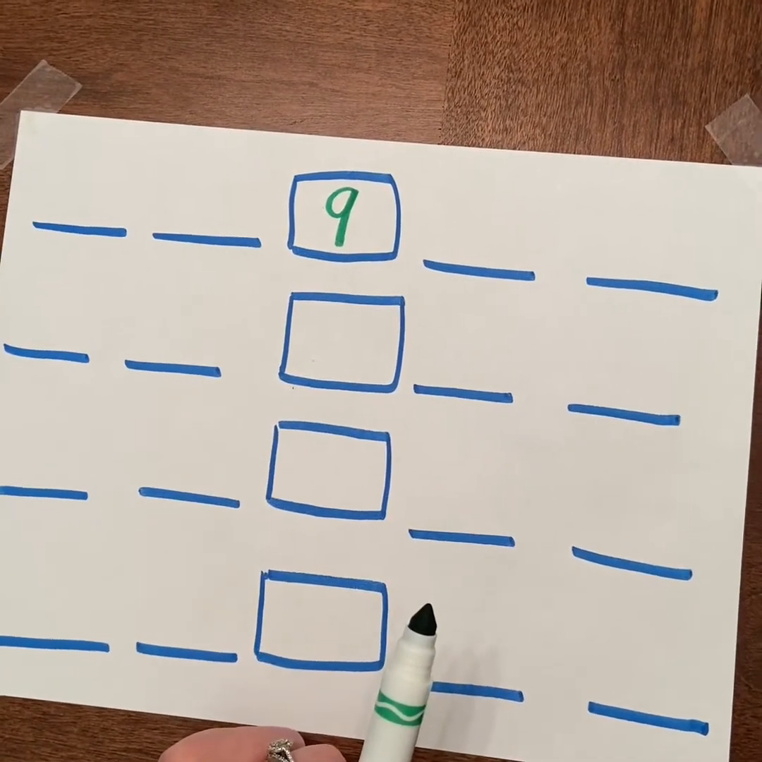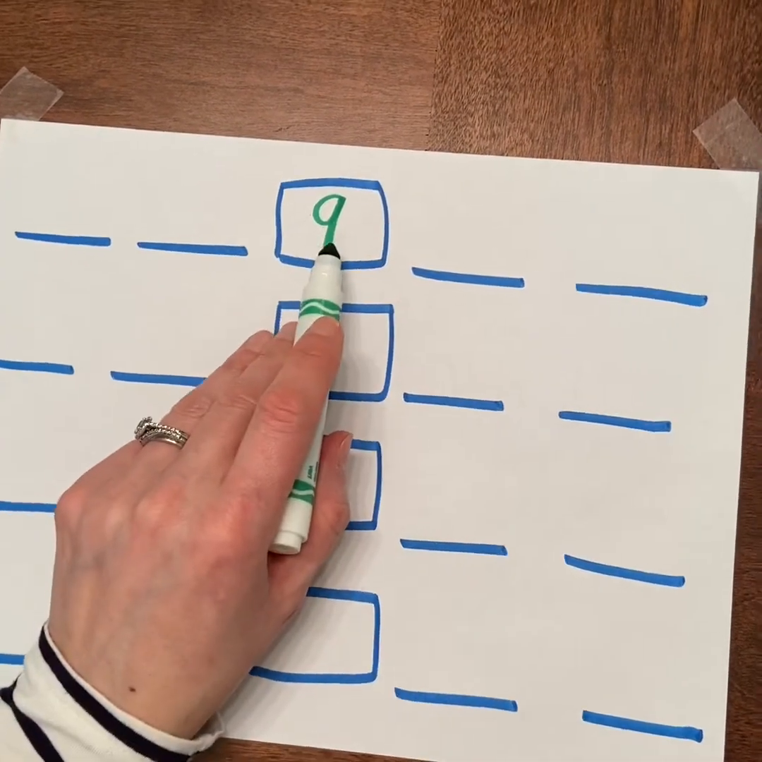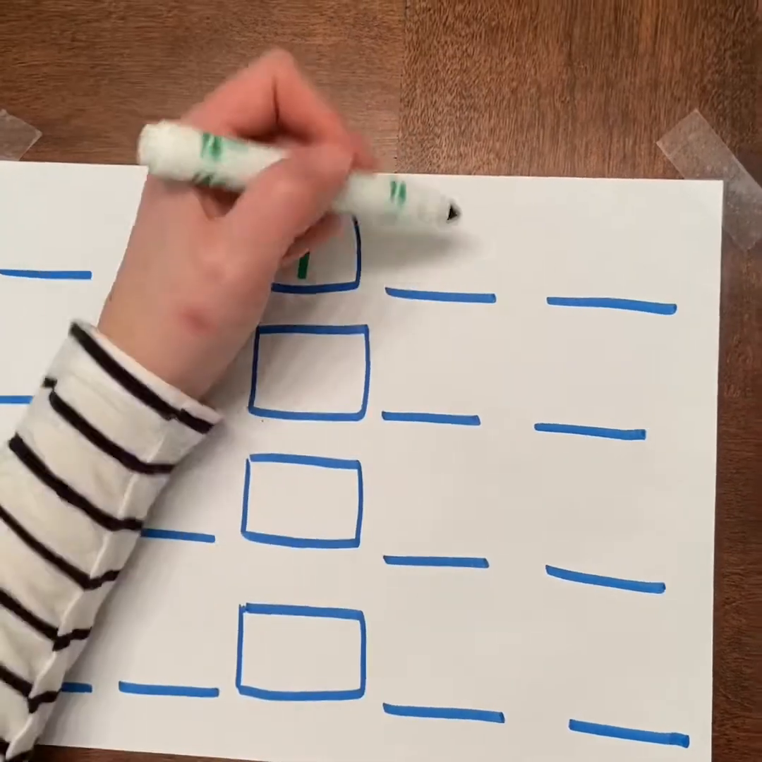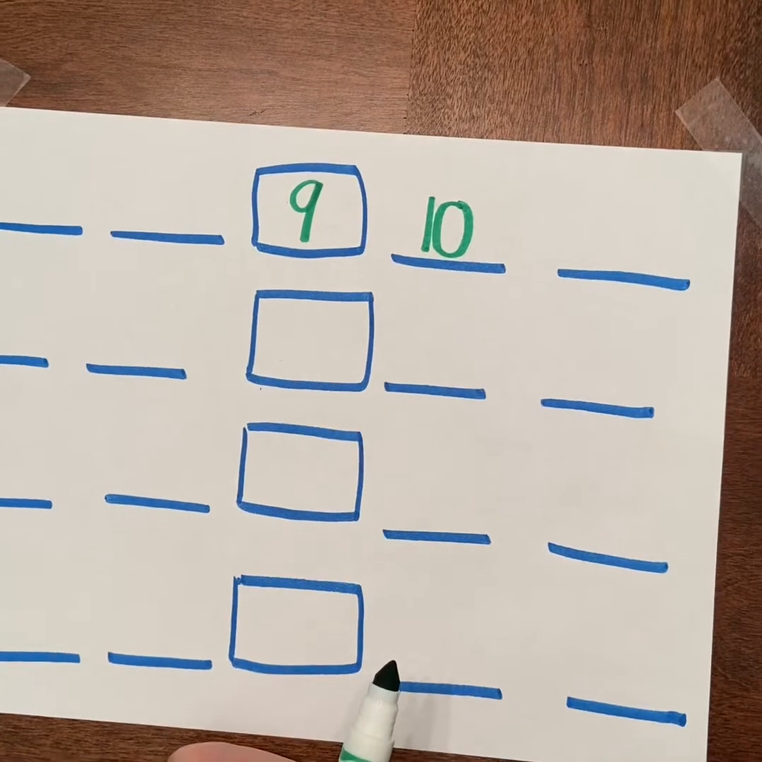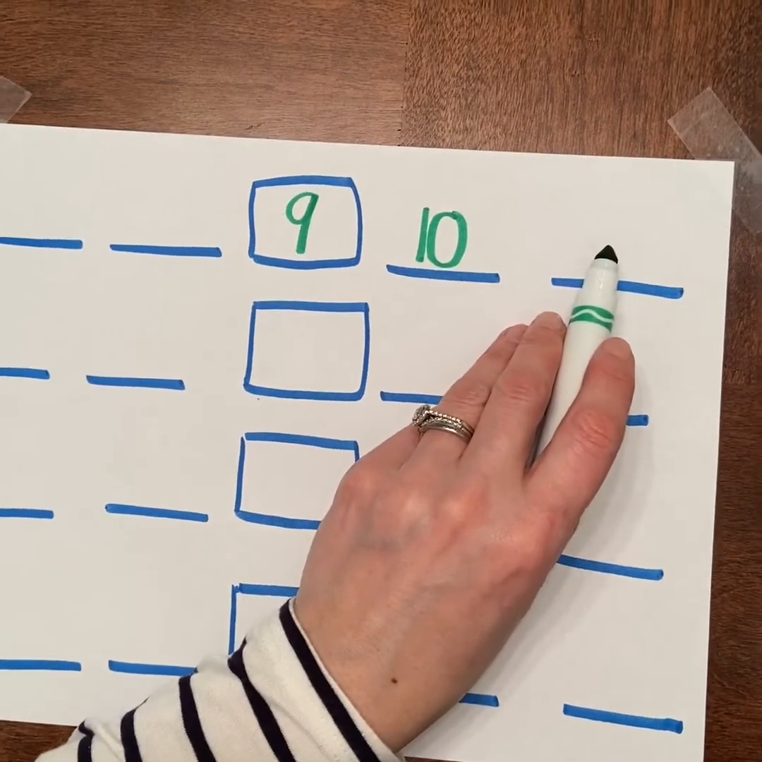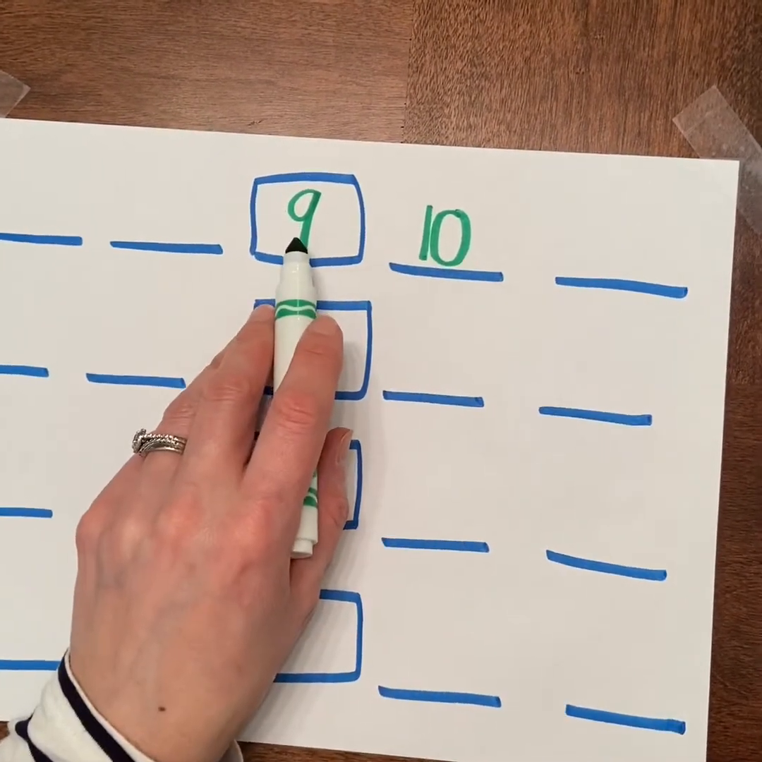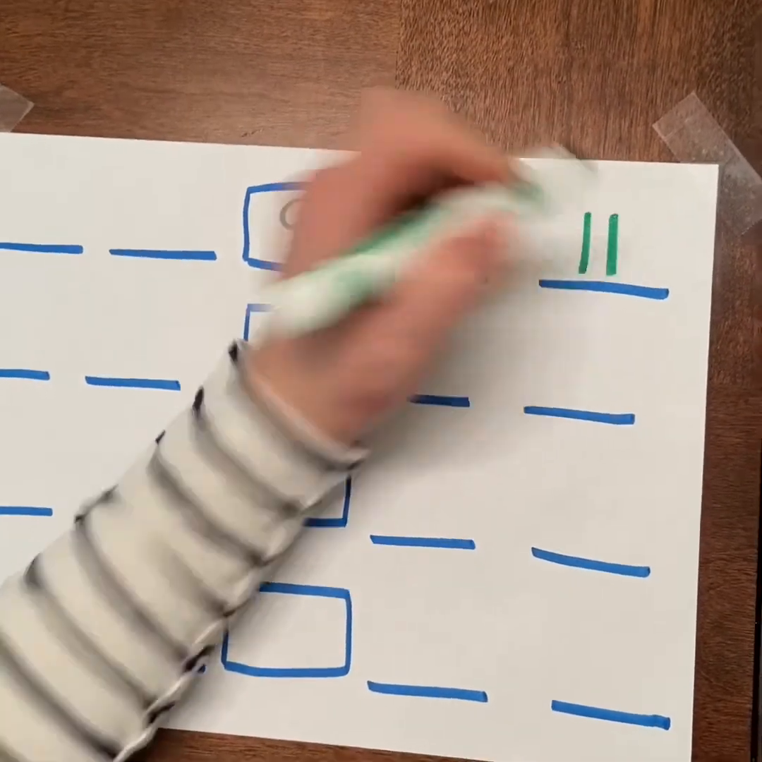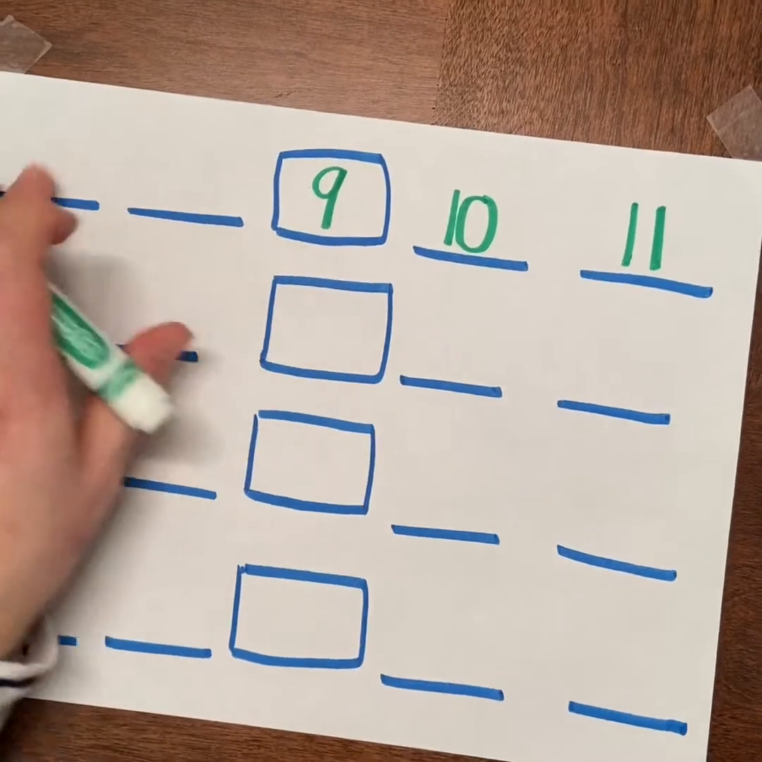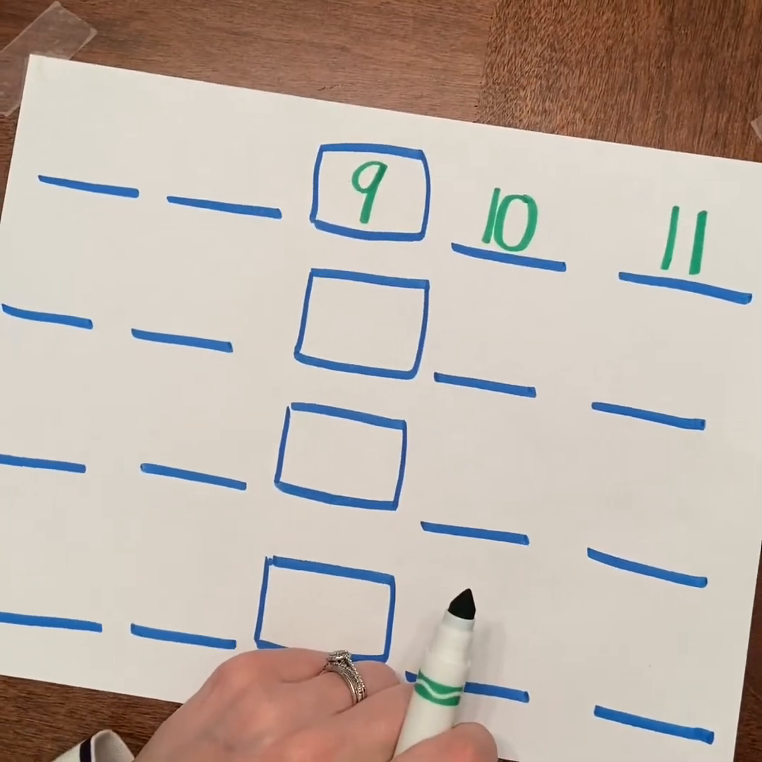I'll give you a little time. Go ahead. What comes after 9? 10. And if you can't figure out what goes there right away, let's count. Let's say our numbers: 9, 10, 11. Now, what are the 2 numbers that come before 9?